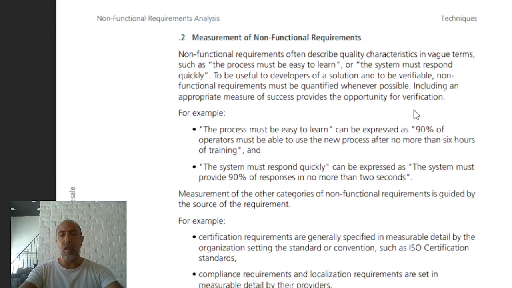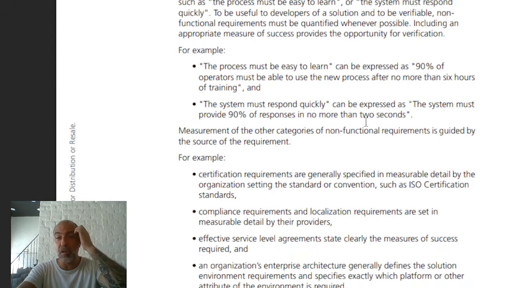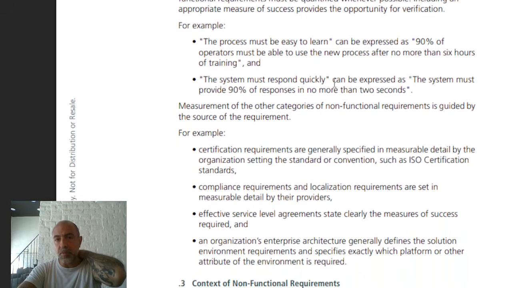Not sure. Measurement of non-functional requirements. Non-functional requirements often describe quality characteristics in vague terms, such as the process must be easy to learn, or the system must respond quickly. But to be useful to developers of a solution and to be verifiable, non-functional requirements must be quantified whenever possible. Including an appropriate measure of success provides the opportunity for verification. For example, a process must be easy to learn can be expressed as 90% of operators must be able to use the new process with no more than 6 hours of training. So we can test that, right? A system must respond quickly can be expressed as the system must provide 90% of responses in no more than 2 seconds.